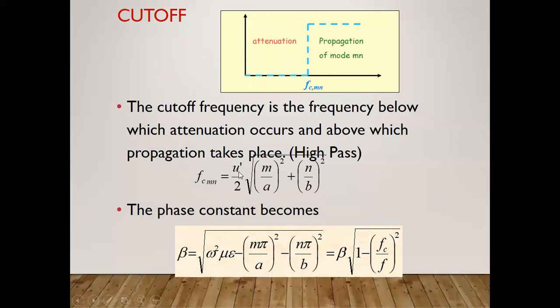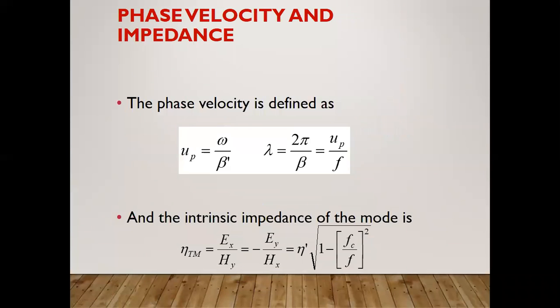That is nothing but u dash, the change of the energy. You can easily find u dash divided by 2 root of (m square by a and n square by b) whole square, and you can substitute. The second is how you can calculate beta. Beta is nothing but root of omega square mu epsilon minus so and so. These are the subtraction. And finally, if you don't have the values of m, n, a, b, an alternate expression for the phase constant is root of 1 minus (fc by f) whole square. In this way we can find the phase velocity.